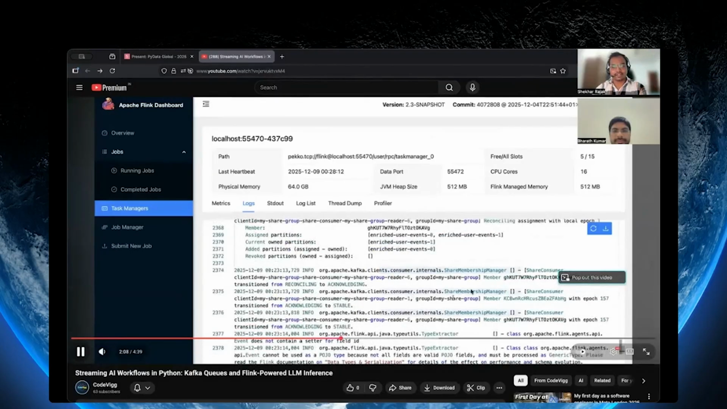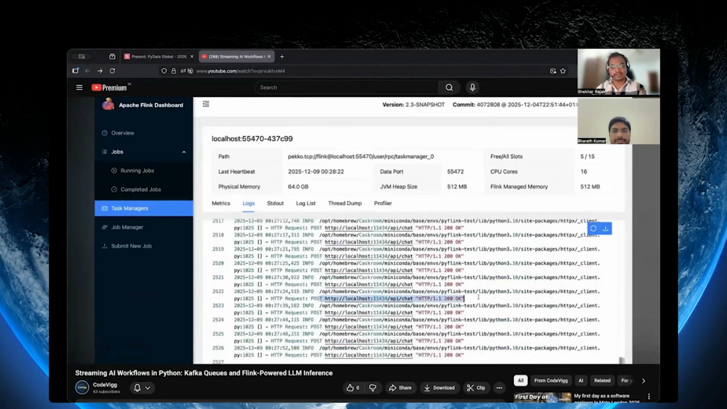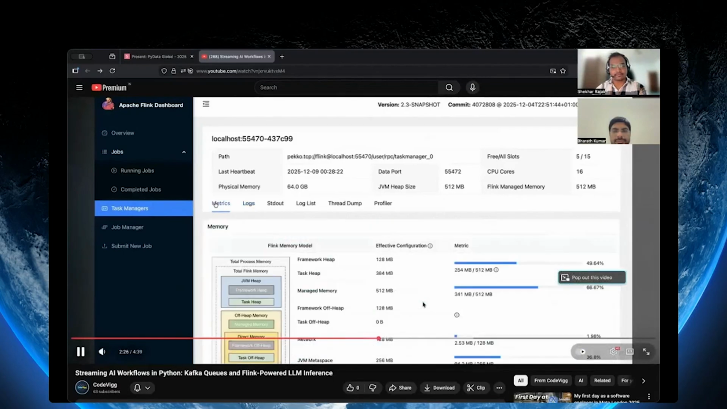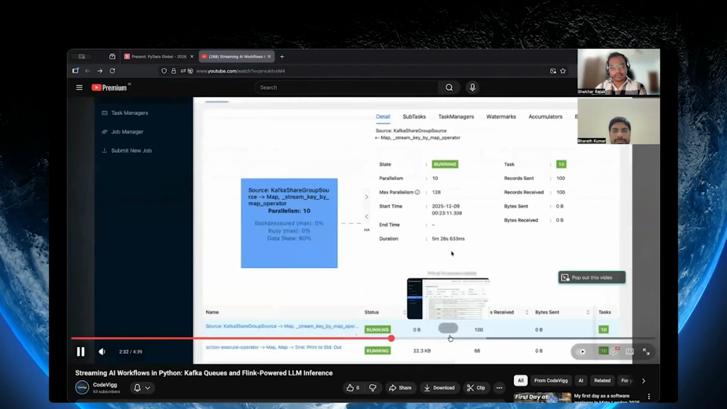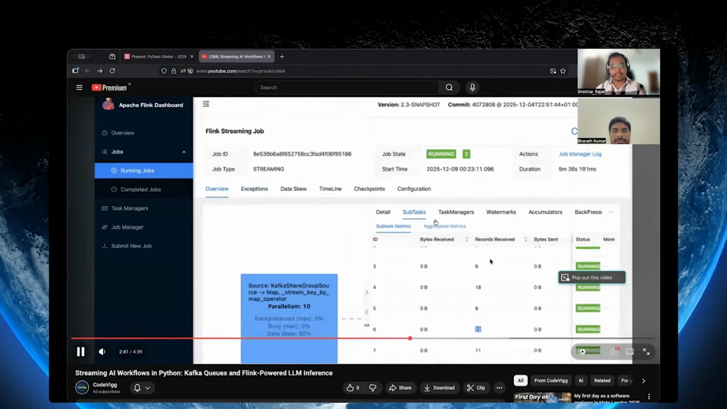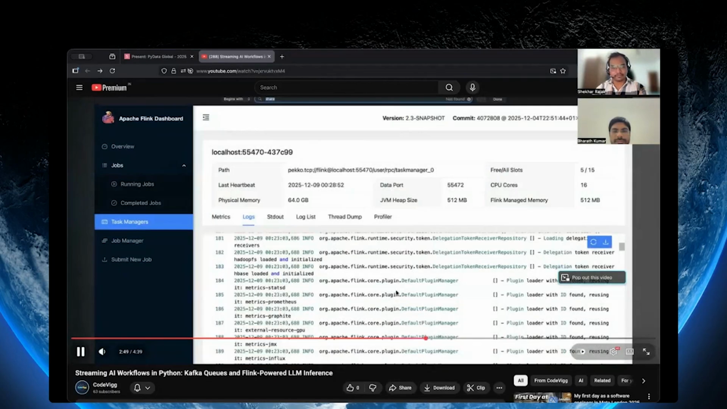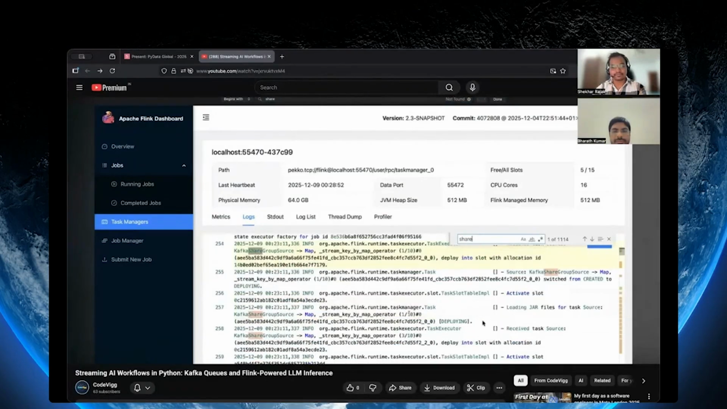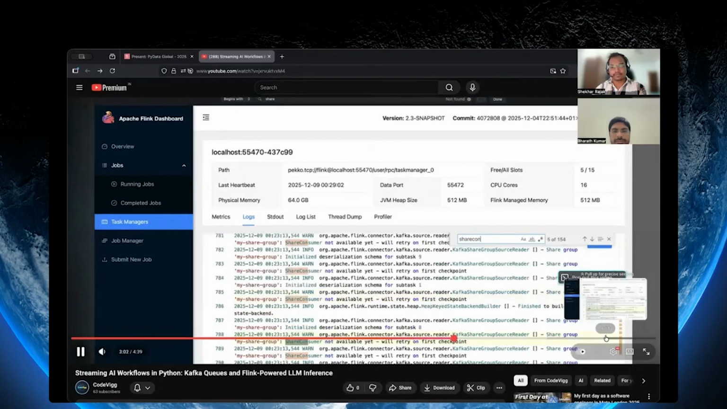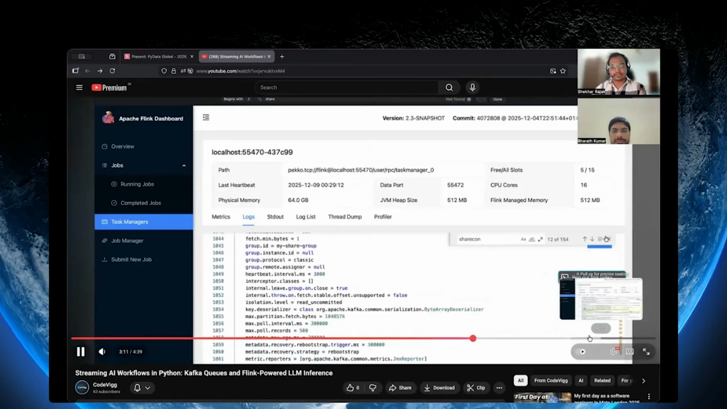In the log, we can see how it is calling the Kafka share consumer and getting a response from the ML API call. These are the number of tasks which are consuming. So all the workers are getting records, mostly evenly distributed. So yeah, this is what we wanted to quickly show you guys.